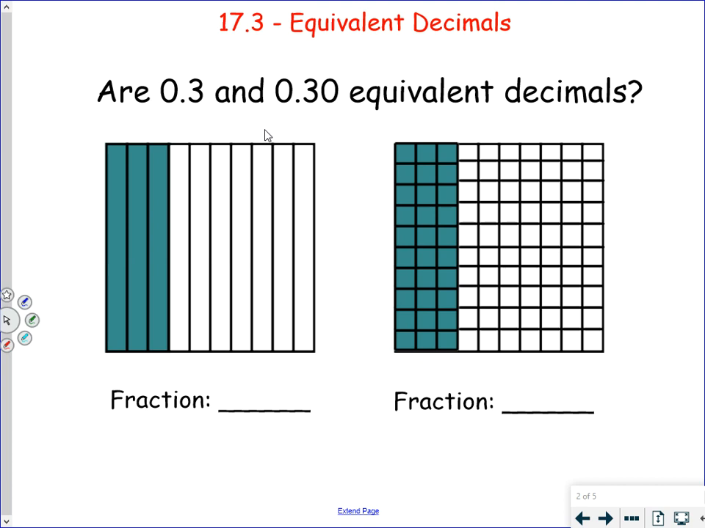Okay. So take a look at our squares here. Okay. Are they equivalent? Do they cover the same amount of area? They do, right? They are equivalent. Notice how we have the 0 on there and no 0 on here. They're still equivalent. They are still equivalent.